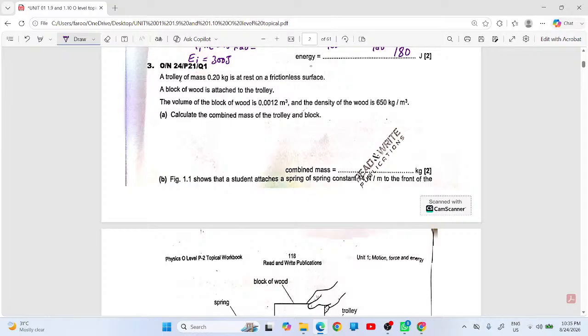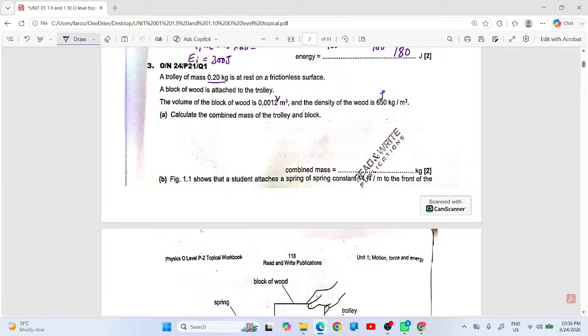Yes, kids. A trolley of mass is at rest on the frictionless surface. A block of wood is attached to the trolley. The volume of the block of wood, the mass, and the density are given. Calculate the combined mass of the trolley and the block.